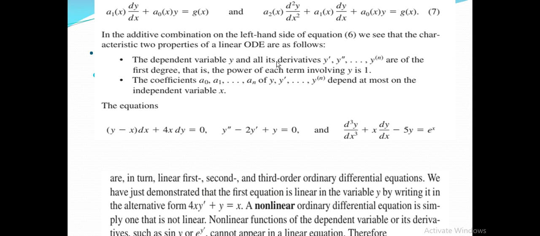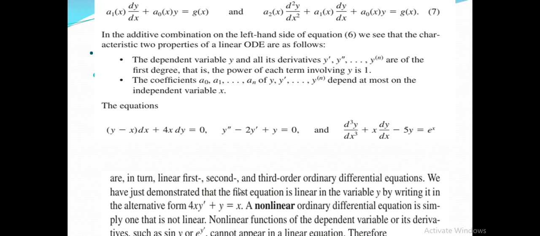The property of linearity, always, guys: first, the power is always 1, never squared. There are two essential properties that must hold. The dependent variable y and all its derivatives y dash, y double dash, up to y to the power of n, are of the first degree, that is, the power of each term involving y is 1. The powers of y dash and y double dash up to y n are always 1. So we never find y dash squared or y double dash cubed; the power is always 1.